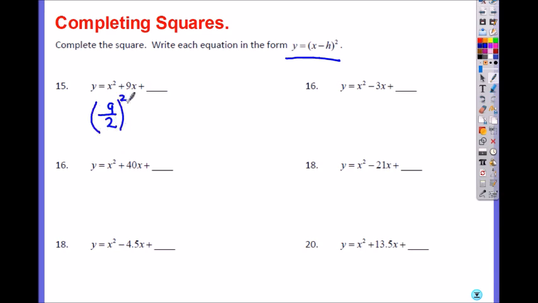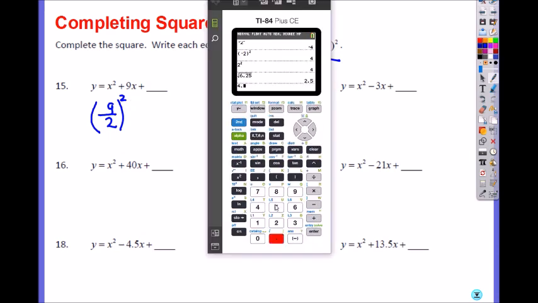4.5. Squared gives you what? What's 4.5 squared? 20.25.